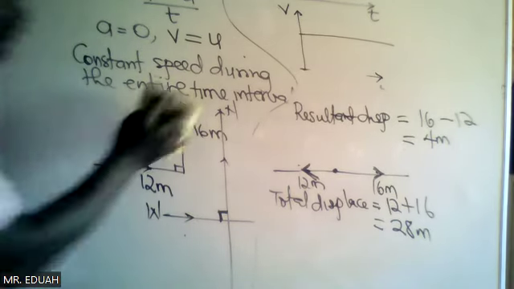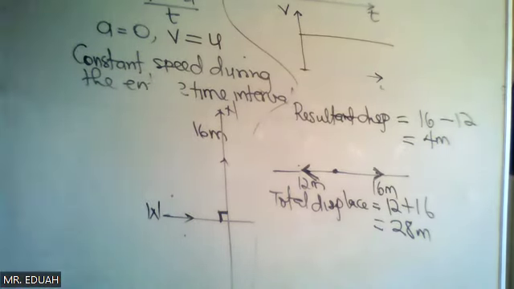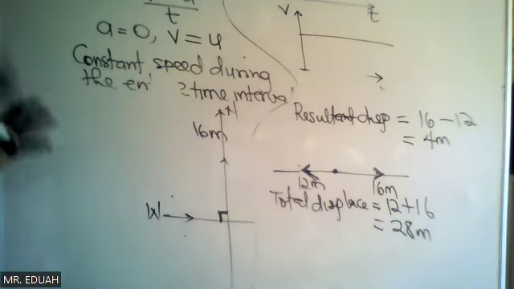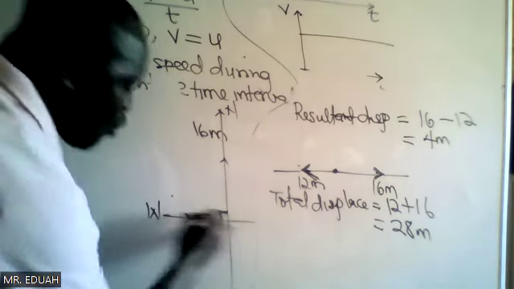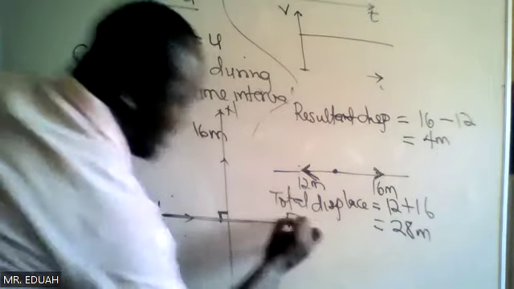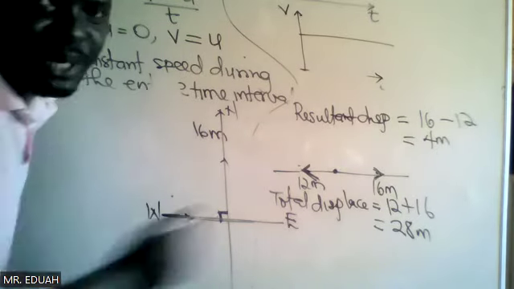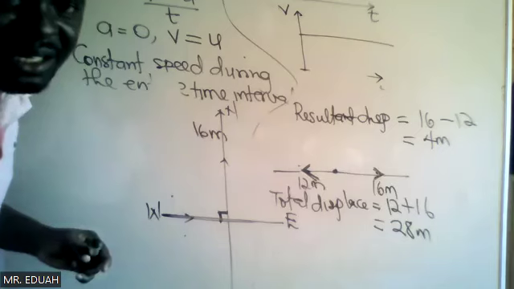Now, if they are acting in two planes, this is what I mean. West, east. West, east is one plane, the horizontal plane.